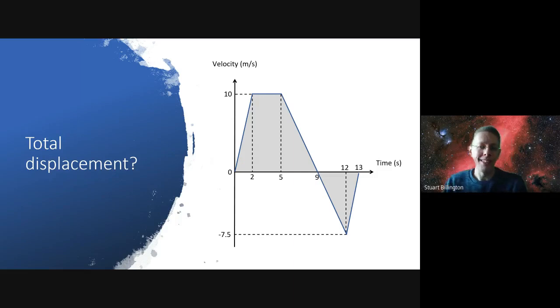What about the displacement? Could you tell me what the displacement is, please? This is how far from the beginning you ended up at the end. You traveled 60 meters in a forwards direction and 15 meters in a backwards direction, which means you finished up just 45 meters from where you began.